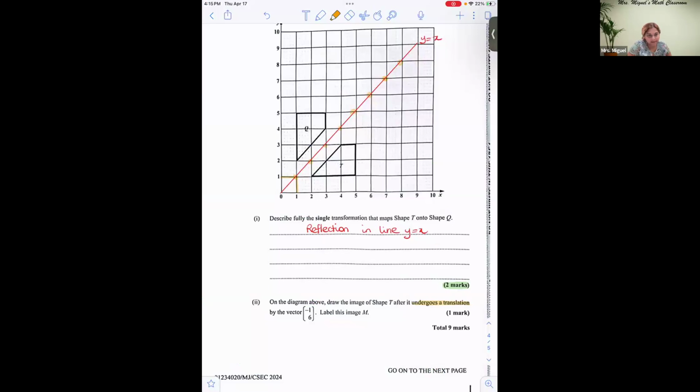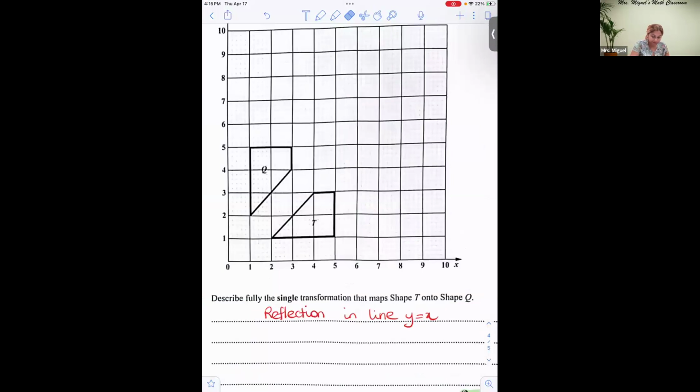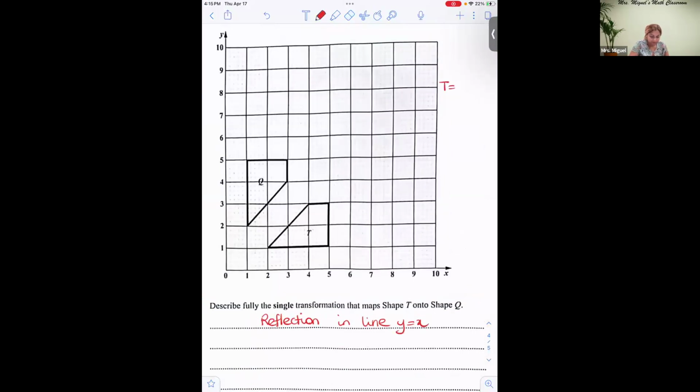So the question asks to translate T by the vector -1, 6. So I'll give you a couple minutes to do it. If you don't have the past paper book, you could draw the grid. It's all fine and well. The thing about it is we need to practice it. So I'll give you a couple minutes.